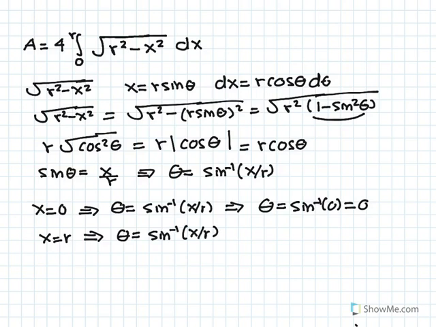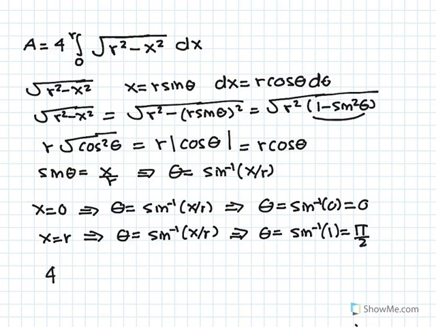We're going to substitute x equals r into this expression, and we will get theta is equal to sine minus 1 of r over r, which is 1. What is sine minus 1 of 1? What is arc sine of 1? That means, what is the angle whose sine is 1? Well, that's just pi over 2, because sine of pi over 2 is 1.